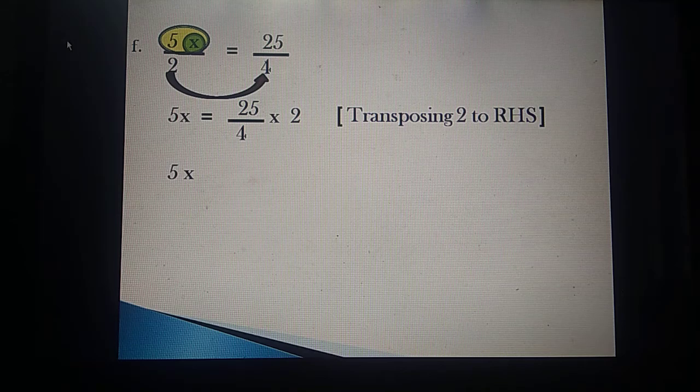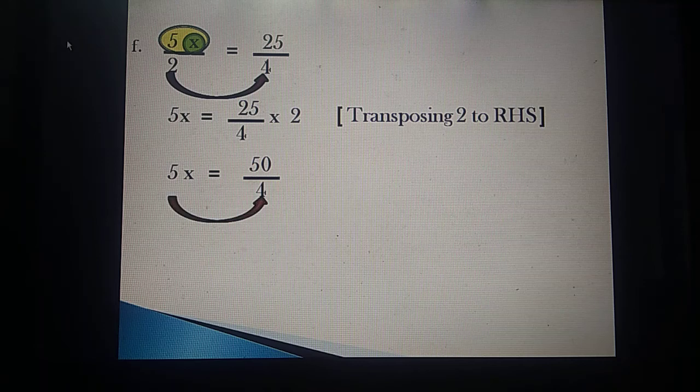So first you will solve the right hand side part. Here I am multiplying numerator by numerator. We will get 50 by 4. Right now we will not simplify it. We will first complete our steps. Now in the outermost, it's 5.